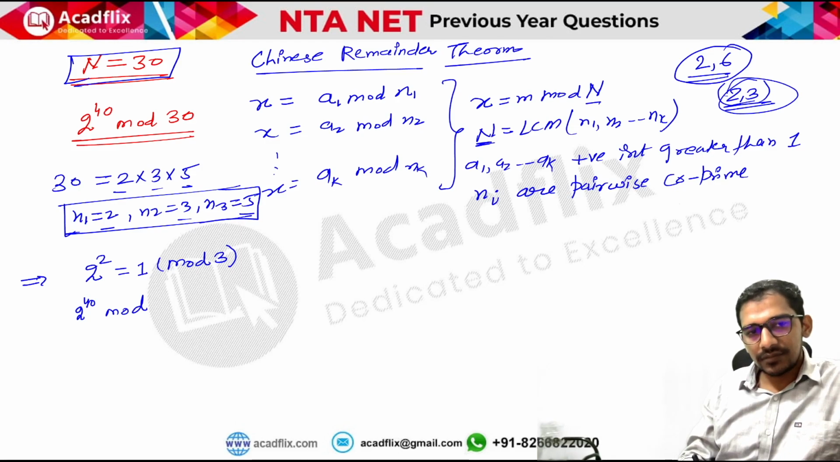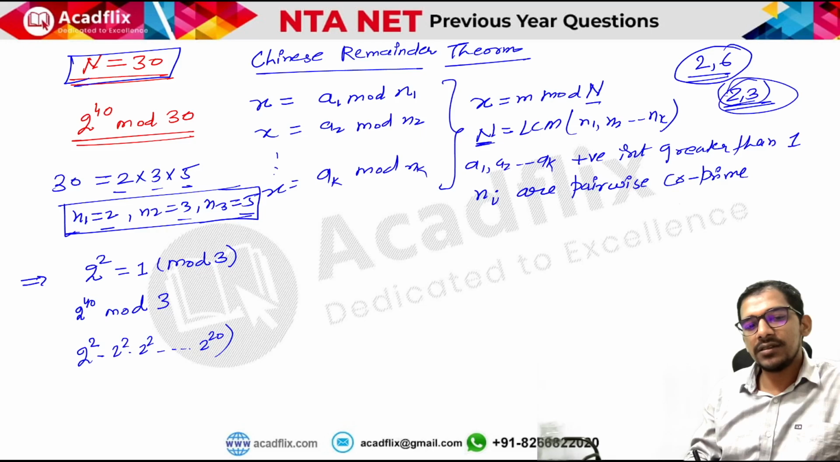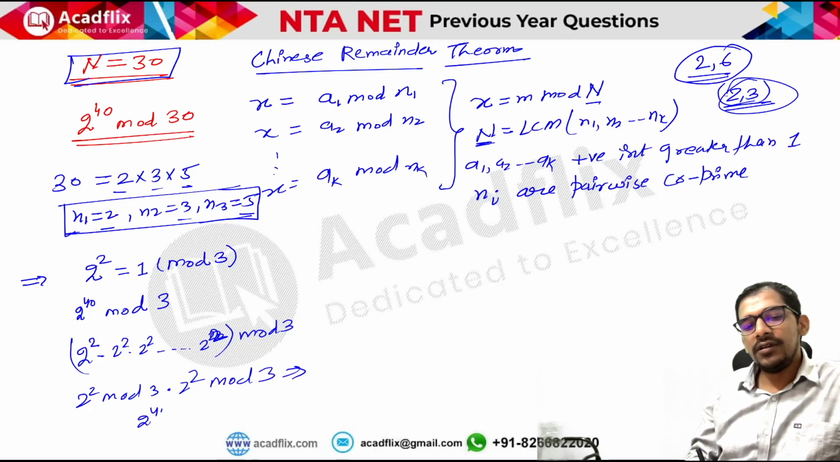So if we take mod 3, then 2 to the power 40 mod 3 can be written as 2 to the power 2 into 2 to the power 2 into 2 to the power 2, like this 20 times, right? We can write 20 times like this, 2 to the power 2 and mod 3. Then this can be written as 2 to the power 2 mod 3, 2 to the power 2 mod 3, like this 20 times, and all of these will be 1. That means 2 to the power 40 mod 3 will always give you 1, right?